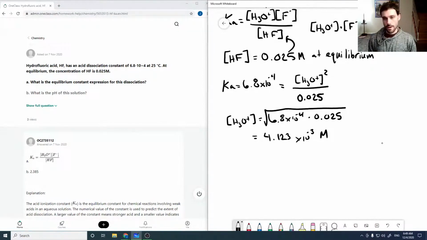Okay, and then our pH is just the negative logarithm of this value. Again, logarithms don't like units, so we're just going to drop it there. And so 2.385. So our pH for the solution is 2.385.